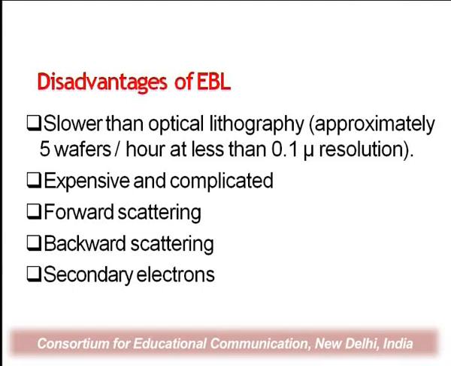It involves both forward scattering and backward scattering, and it uses secondary electrons. The electron beam is of high energy. So electron beam lithography has these disadvantages.